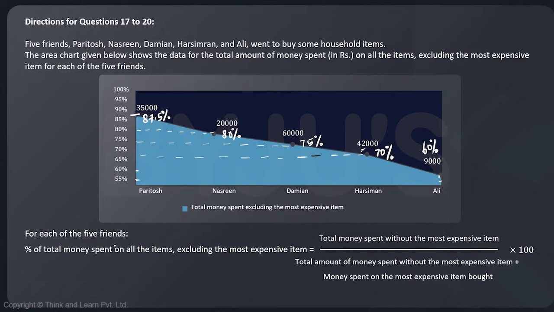Okay, for each of the 5 friends, percentage of total money spent on all the items, excluding the most expensive item, is equal to total money spent without the most expensive item, whole divided by total amount of money spent without the most expensive item plus money spent on the most expensive item. So this is more like total money spent into 100. So this is the percentage, right? Okay.